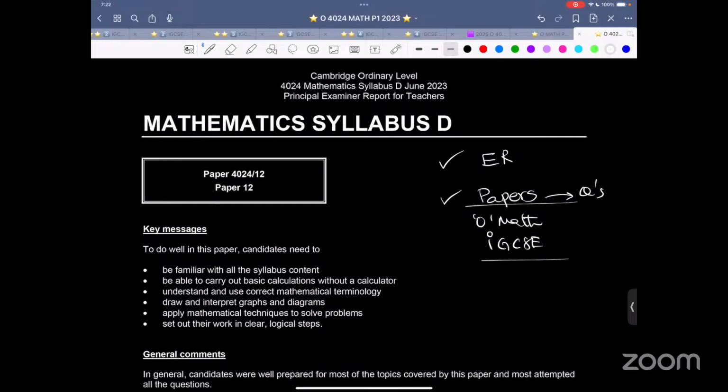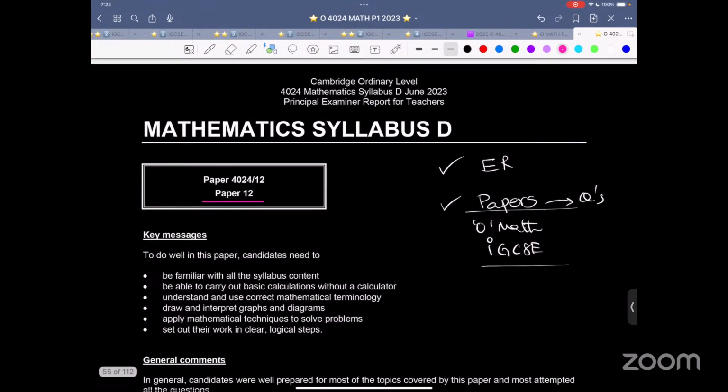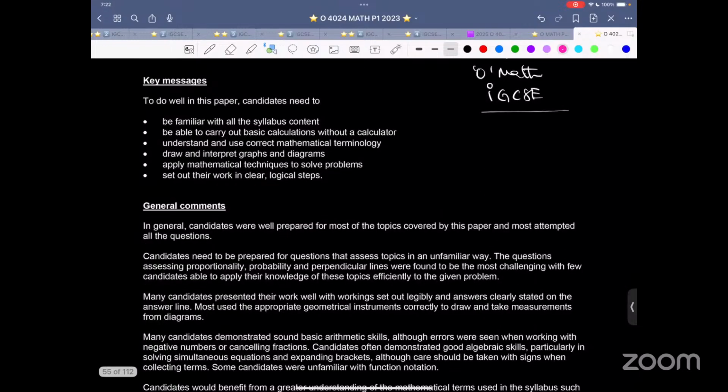So now, first of all, let's look at this. Let me highlight a few things. When we are talking about a particular paper, whether it's from 2023 or 2025, there are a few things that need to be considered. The first thing is to be familiar with the syllabus content. I mean, your paper is tomorrow, so definitely you are familiar with this. Be able to carry out basic calculations without a calculator. That is for paper one, and we are focusing on paper one right now.